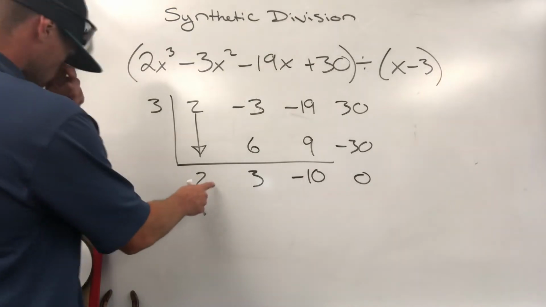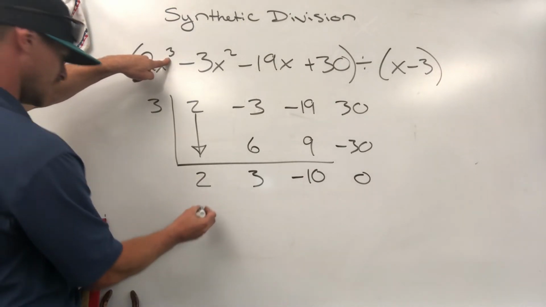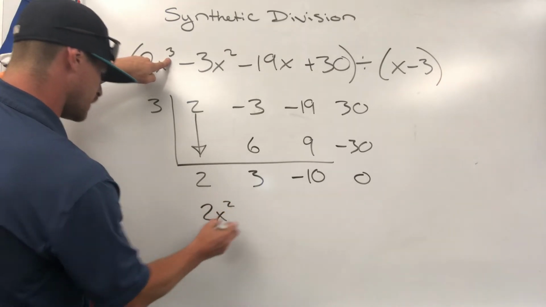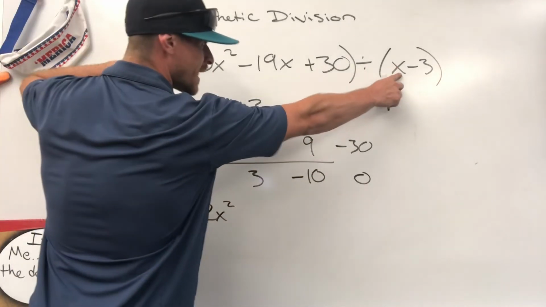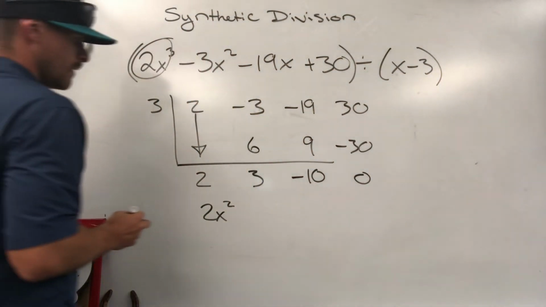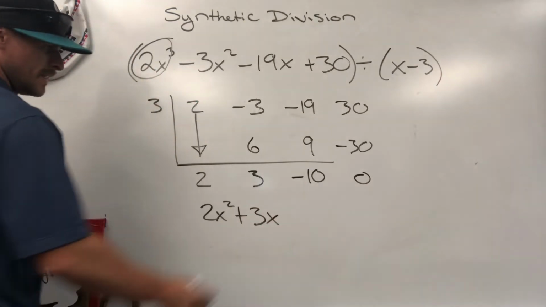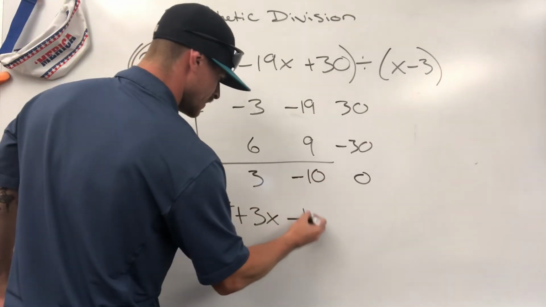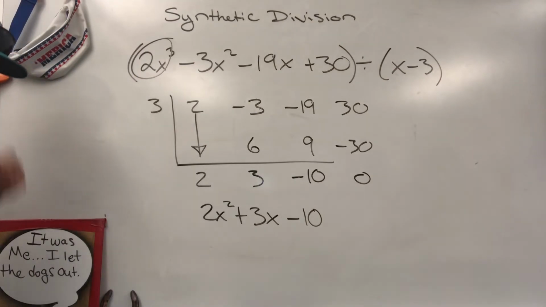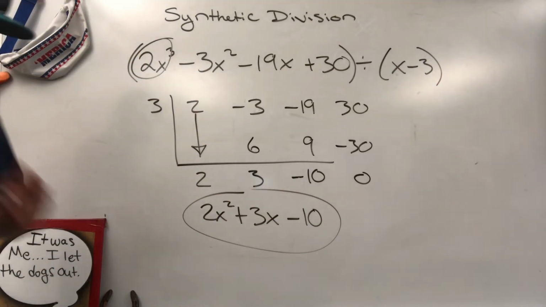So now, this 2, you might think it's the x cubed term. It's not. It's going to end up being the 2x squared because that 2x squared is going to multiply by that x to create that term right there. All right, meaning this is going to be our x term, 3x, and then this is our constant at the end of negative 10. Your final result is a trinomial, quadratic, 2x squared plus 3x minus 10.